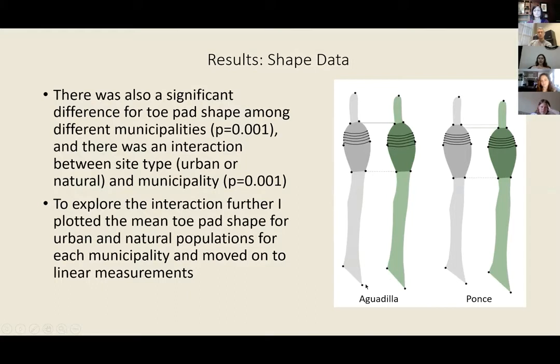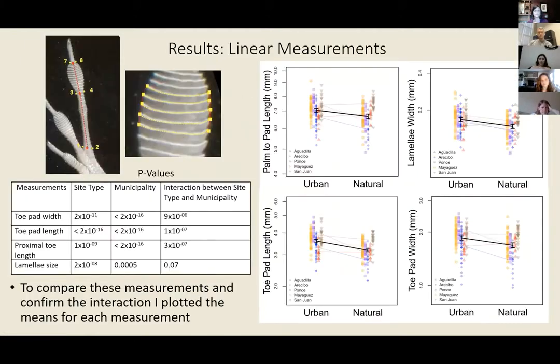And I'll find later that Aguadilla is actually just really weird. So we'll get to that with the linear measurements, which are coming up here. So I took those linear measurements, natural log transformed, the way I said earlier. And there was an interaction between site type and municipality for toe pad width, toe pad length, and proximal toe length. The only one we didn't see an interaction for is lamella size.